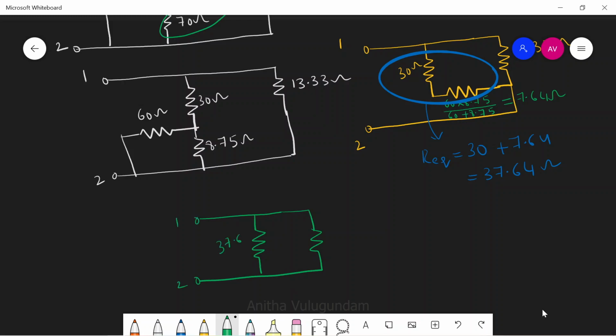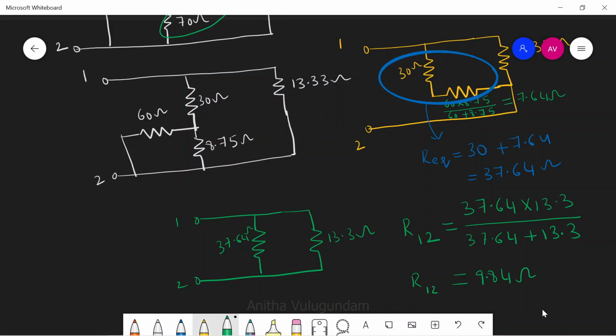This is 37.64 ohms and this is 13.3 ohm. Equivalent resistance or total resistance across terminals 1, 2 is given by 37.64 into 13.3 divided by 37.64 plus 13.3, which is equal to 9.84 ohms. This is the answer.